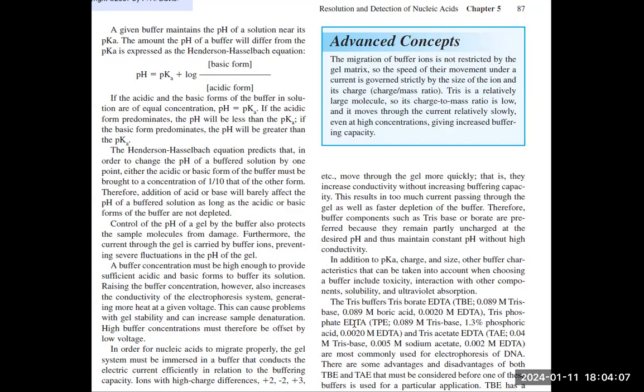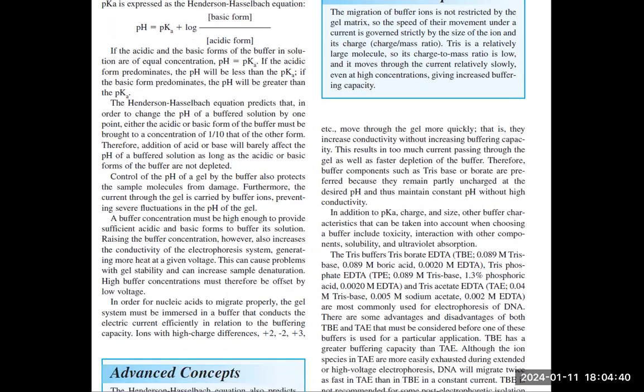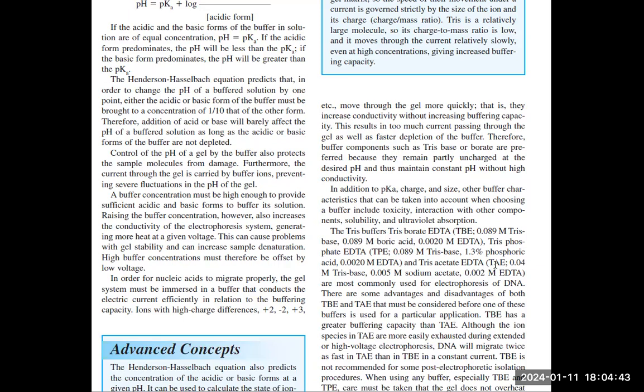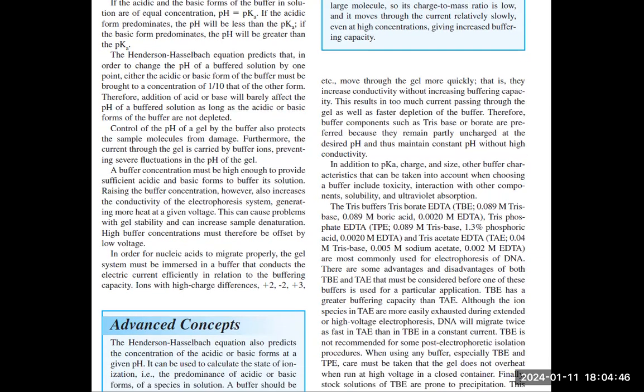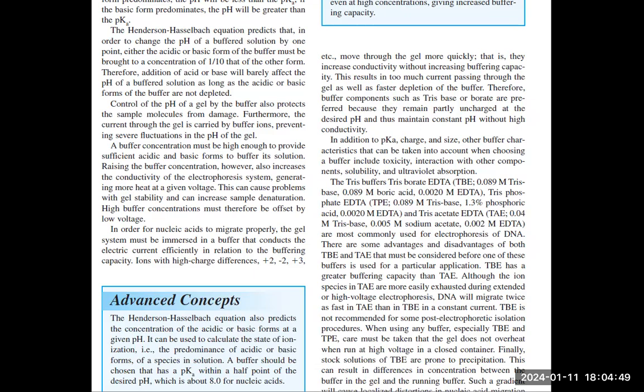So what's with the trace buffers? They remain partly uncharged at the desired pH and thus they can maintain constant pH without high conductivity, even if we're dealing with ions with high charge differences. That's the good thing with using trace buffers, because you might ask what's the use of the buffer in our electrophoretic system. They can maintain a constant pH and remain partly uncharged without having high conductivity. You will be taught how to prepare our TAE buffer. Okay, so that's with the buffers.